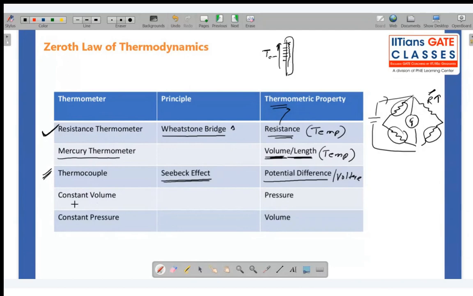Okay, now there is the constant volume thermometer. Here the thermometric property is pressure, and in the constant pressure thermometer, the property is volume.